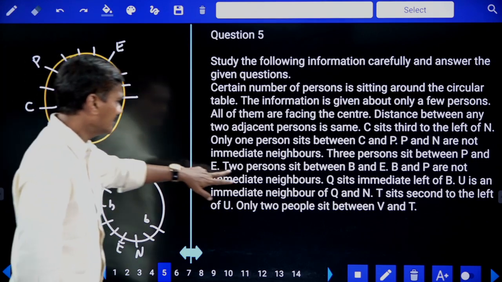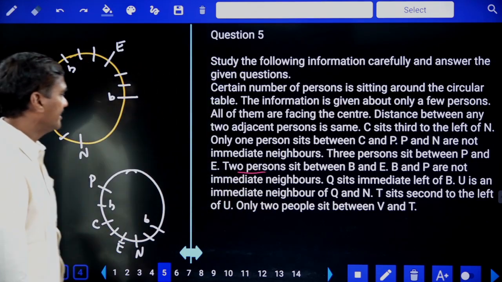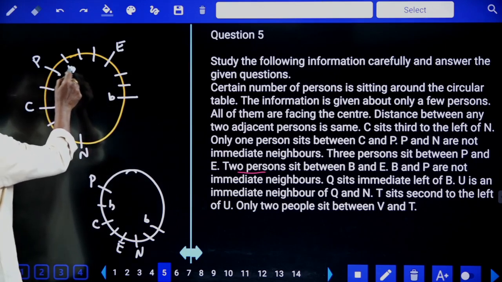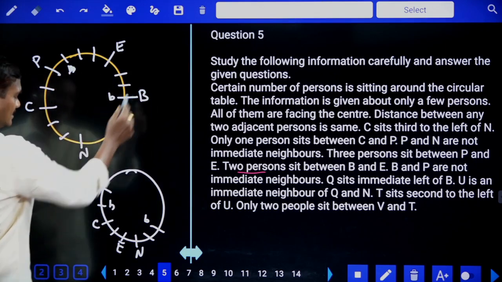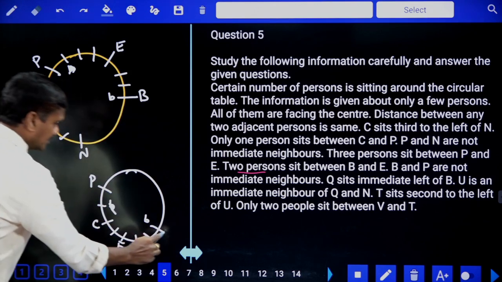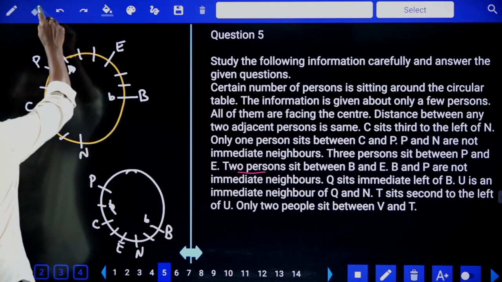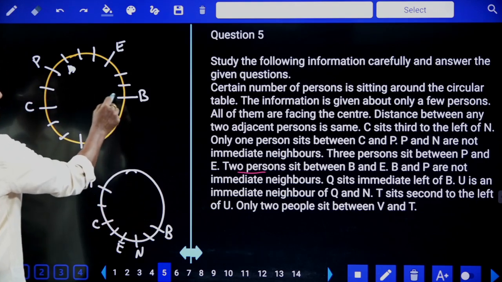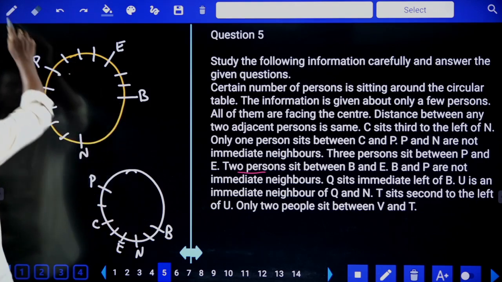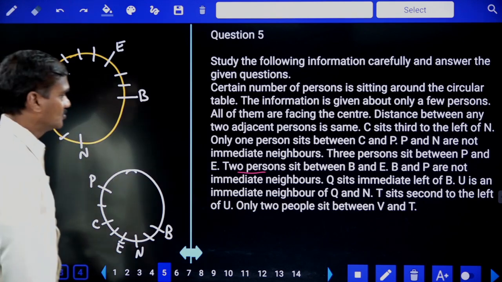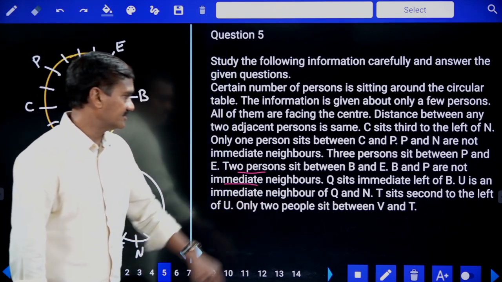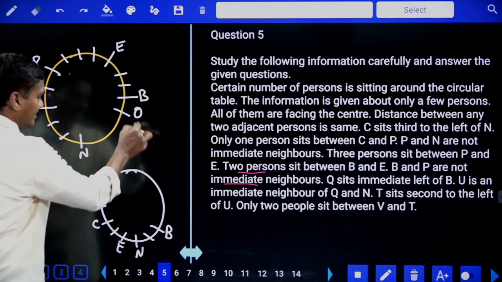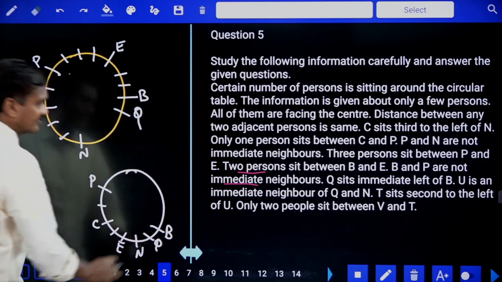And next one, 2 persons between B and E. B and P are not immediate neighbors. B cannot be here, because B and P would be neighbors. Hence B must be here. Here B and P cannot be adjacent to each other. B must be here. Now with the help of this information we are able to finalize the position of this B as well. B and P are not immediate neighbors. Q sits to the immediate left of B. Q is to the immediate left of B. Here also Q is to the immediate left of B.